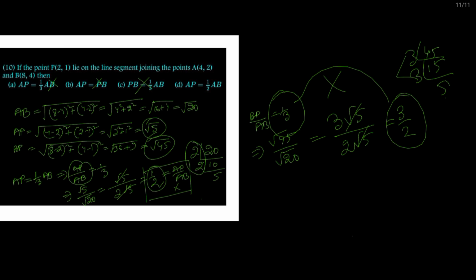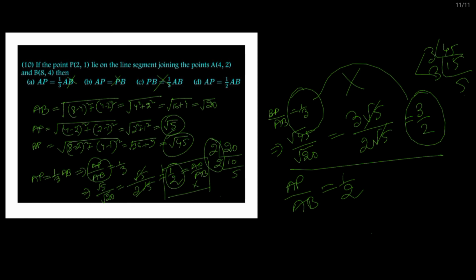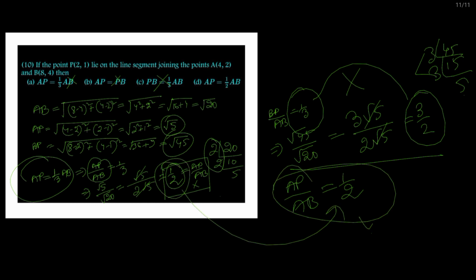So let's verify this. AP divided by AB is nothing but half. And if you have observed, in the first case AP divided by AB was given equal to 1 by 3, but we found it as 1 by 2 here. So this is the correct option. So this will be the answer. This relation is valid for the given conditions. So that's all for this video.